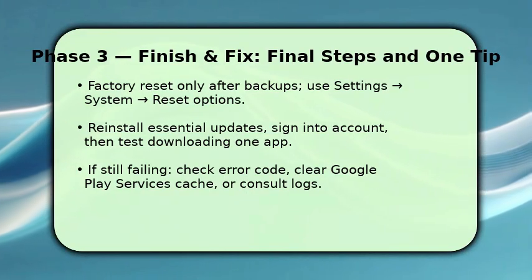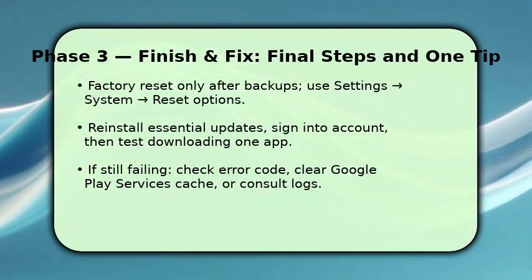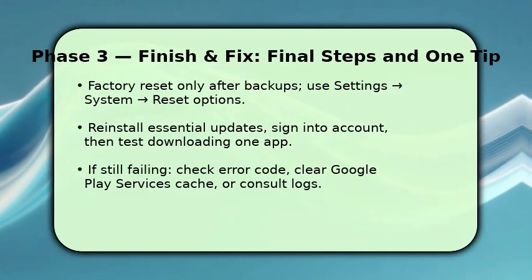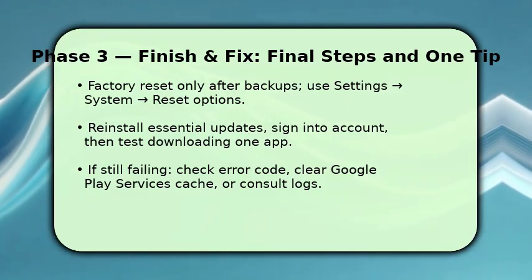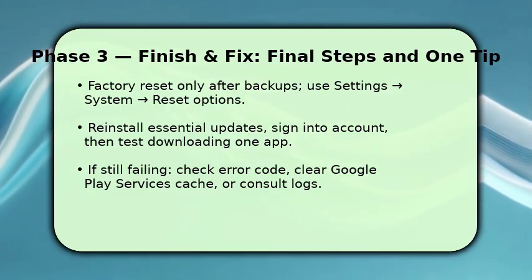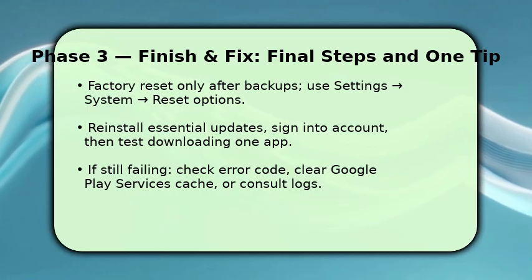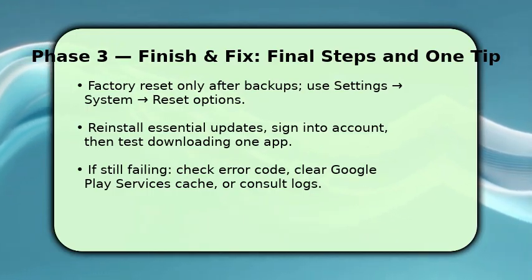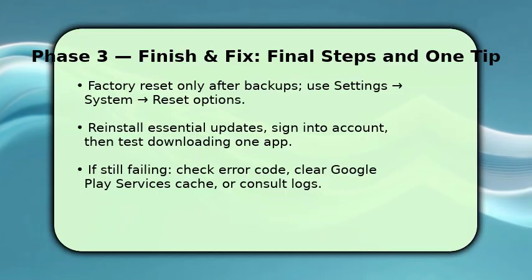Install available system and Play app updates, sign back into your Google account, then try downloading a small app to confirm success. If everything works, you're done. If not, backup data and perform a factory reset as a last resort. This removes persistent system corruption, so make sure backups are current.